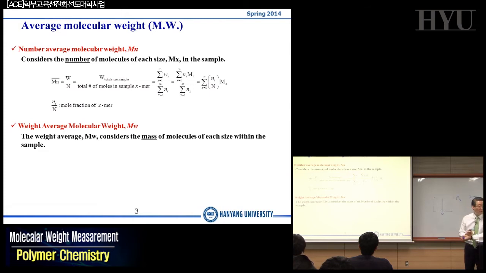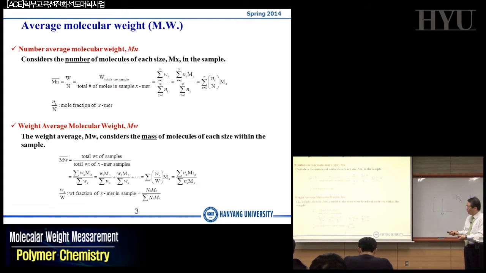What about the weight average molecular weight? Weight average molecular weight is almost the same, but instead of the mole fraction, you multiply the weight fraction of the Xmer times the mx, as you can see here in the bottom. Mw bar is defined as the total weight of the sample divided by the total weight of the Xmer sample, instead of the total number here. Okay? And if you redefine this, this is the weight fraction times the mx versus the mole fraction times the mx. So if you know the weight fraction, then you can obtain the weight average molecular weight instead of the mole fraction for the number average molecular weight.